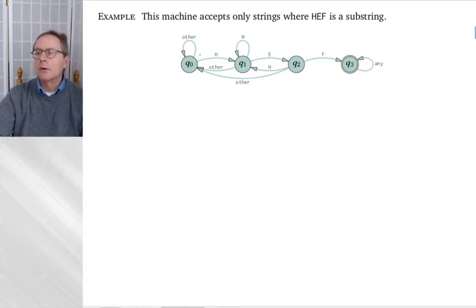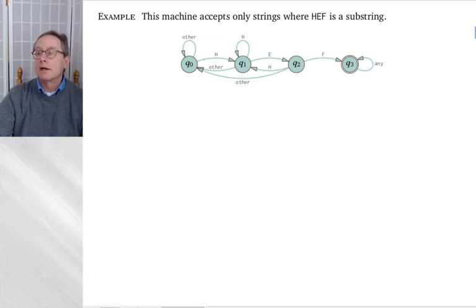So basically what you do is if you see things other than H, you're just kind of marking time. If you see that H, you move over to Q1. That intuitively means something like, saw an H, thinking that we might be looking for an E, F, or we might not be. If you see anything other than an E, back you go to Q0. If you see anything other than an E or an H, you go back to Q0. If you see a second H, then you're back to Q1 again, just like we talked about a minute ago. If you see H, E, why then here you are in Q2. If you then see an H, and we talked about this a minute ago, you don't want to go back to Q0, you want to go back to Q1.